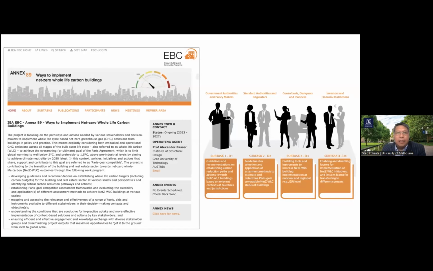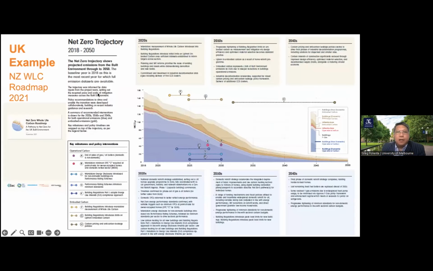I'm in the core leadership of this annex, and I'm the lead for subtask 1 on developing guidelines for different countries and recommendations on establishing carbon reduction paths and action towards net zero. And so the idea is to guide countries on how to develop these net zero whole life carbon roadmaps. Certain countries already have this kind of roadmap, the UK, for example, Ireland, for example, and this shows the indirect emissions, direct emissions, and embodied emissions for the whole sector of the built construction.